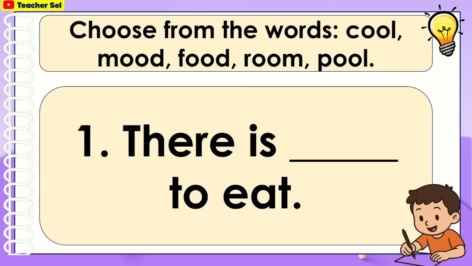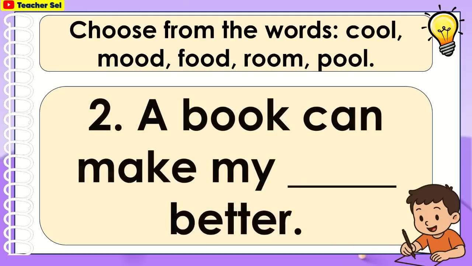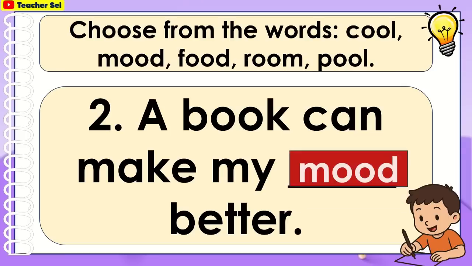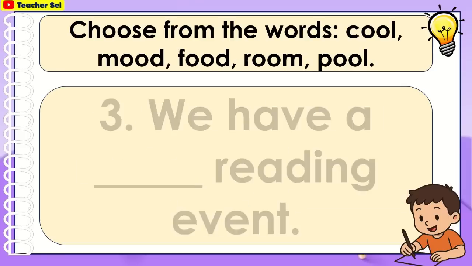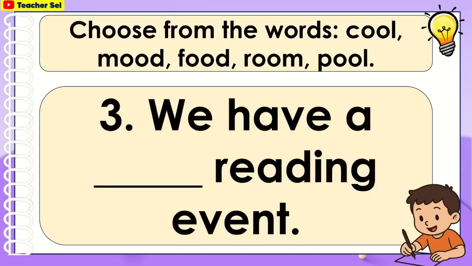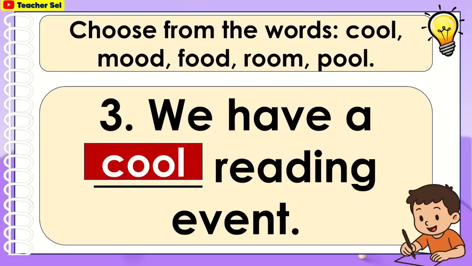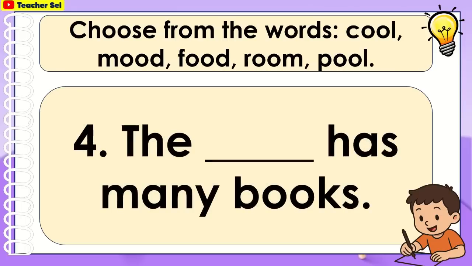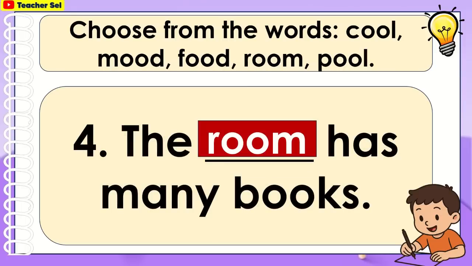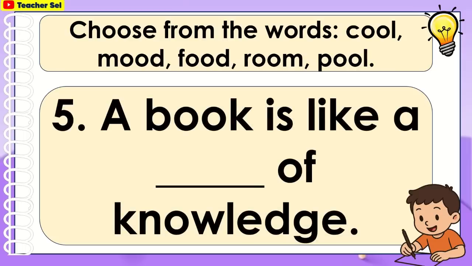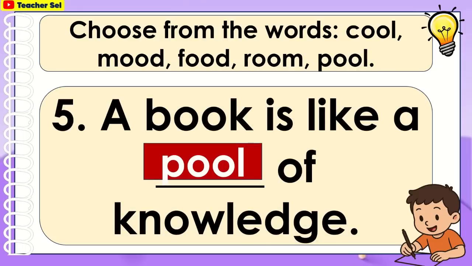There is blank to eat. Food. A book can make my blank better. Mood. We have a blank reading event. Cool. The blank has many books. Room. A book is like a blank of knowledge. Pool.